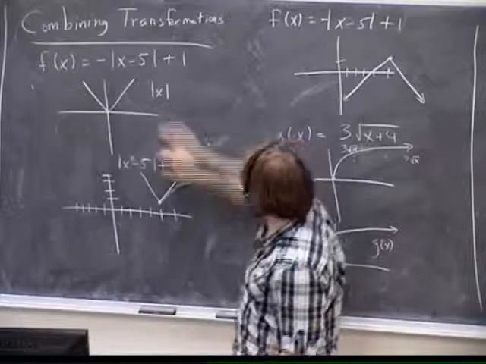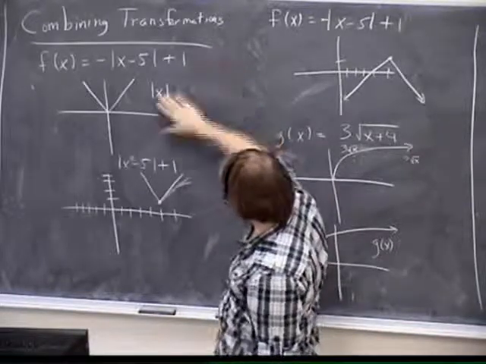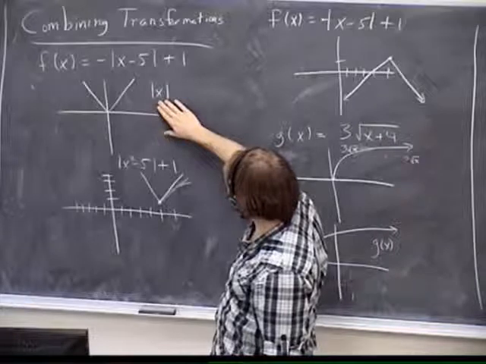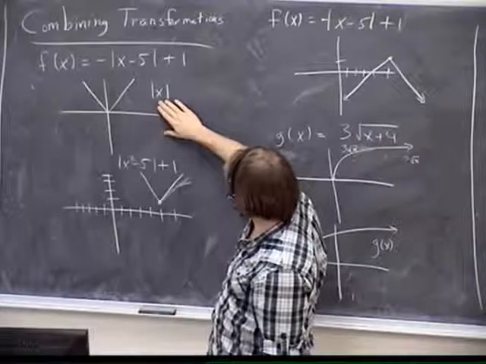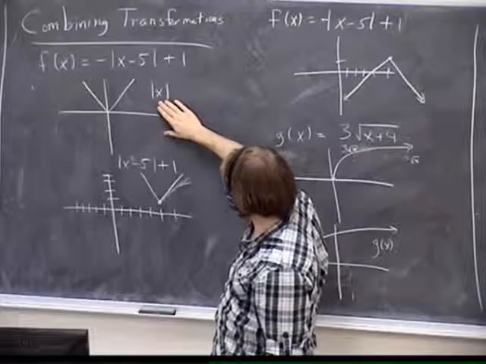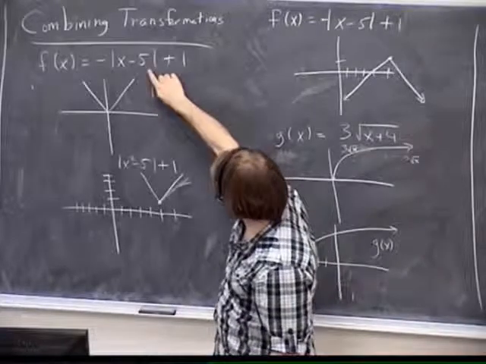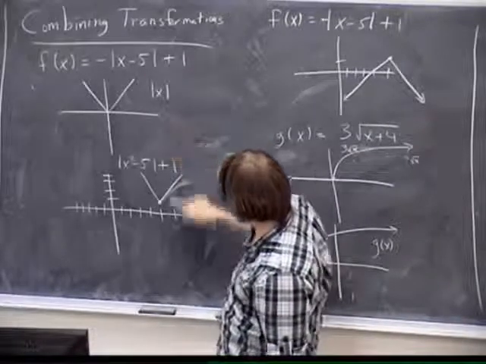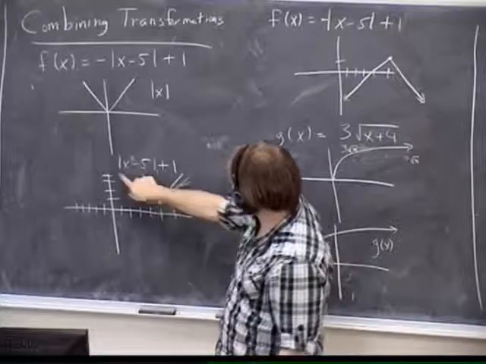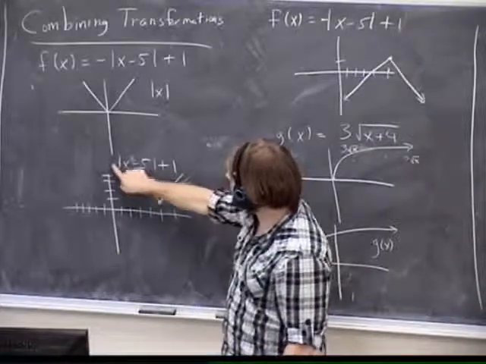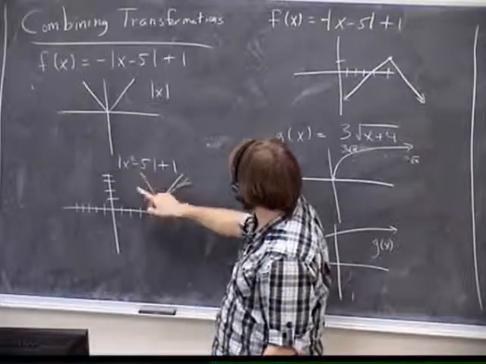Okay, so let's graph f of x. First, we take the basic graph of absolute value of x, and now I'm going to apply the horizontal and vertical shifts. So we go to the right by 5 and up by 1. That leaves us with this graph, and see, I've just written what that is. Notice there's no minus sign because I haven't done the flipping yet.